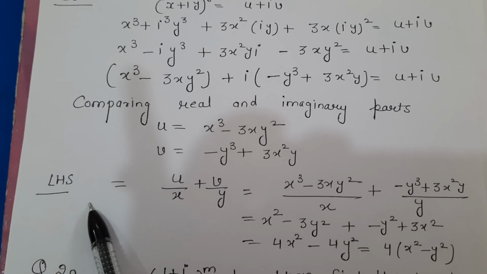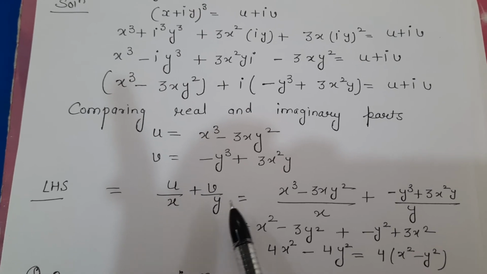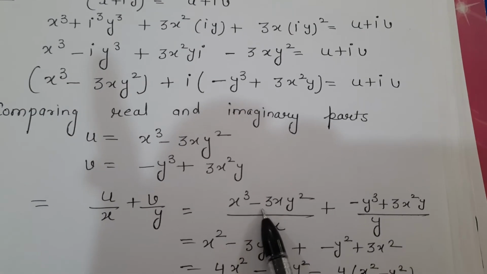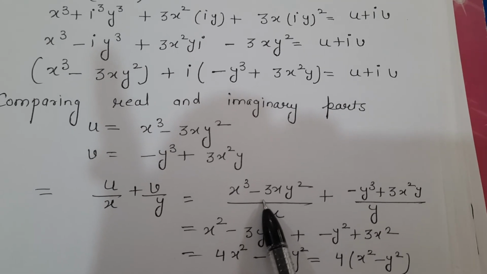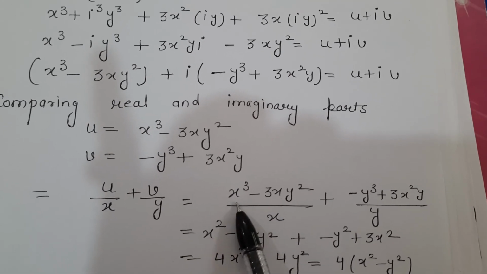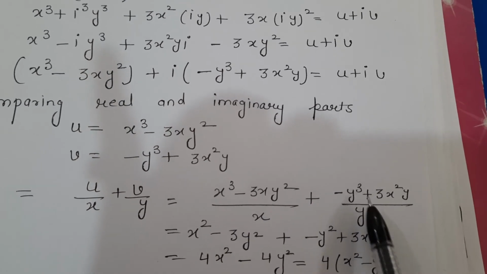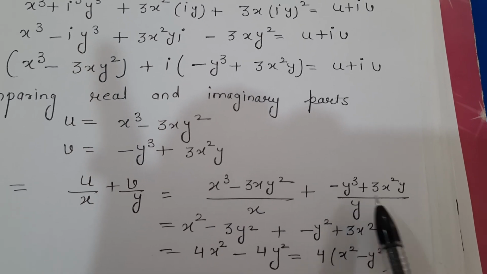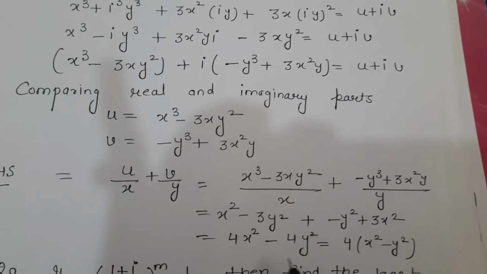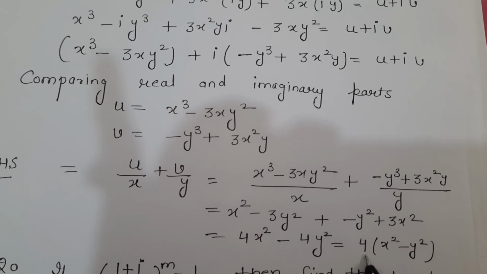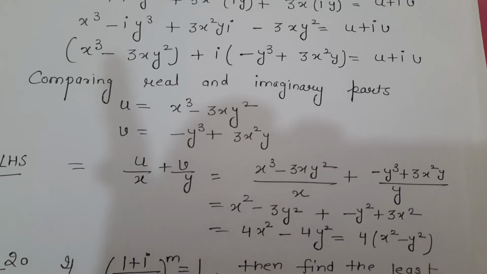Now take your left hand side. This is u by x plus v by y. Put the value of u and v here. Just look here. In this term you can take x common. That x will be cancelled. You are left with x square minus 3y square. Here y divided by y, you are left with minus y square plus 3x square. So you have 4x square minus 4y square. Now take 4 common. We have x square minus y square.